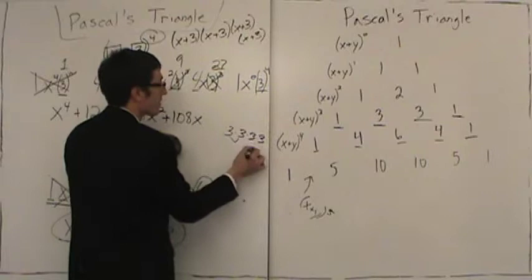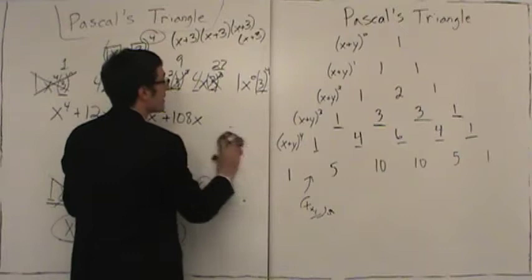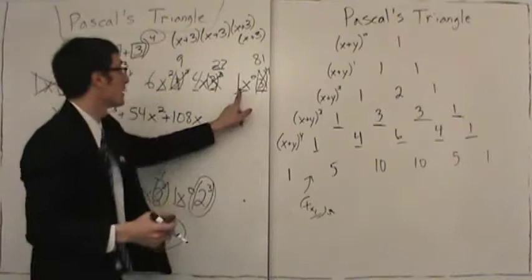9 times 9 is what? 9 times 9 is 81. So we end up with what? 3 to the 4th is another representation of 81. We have 1 and x to the 0. 1 and x to the 0 can be ignored. So we just have plus 81 on the end. And this is the final answer.